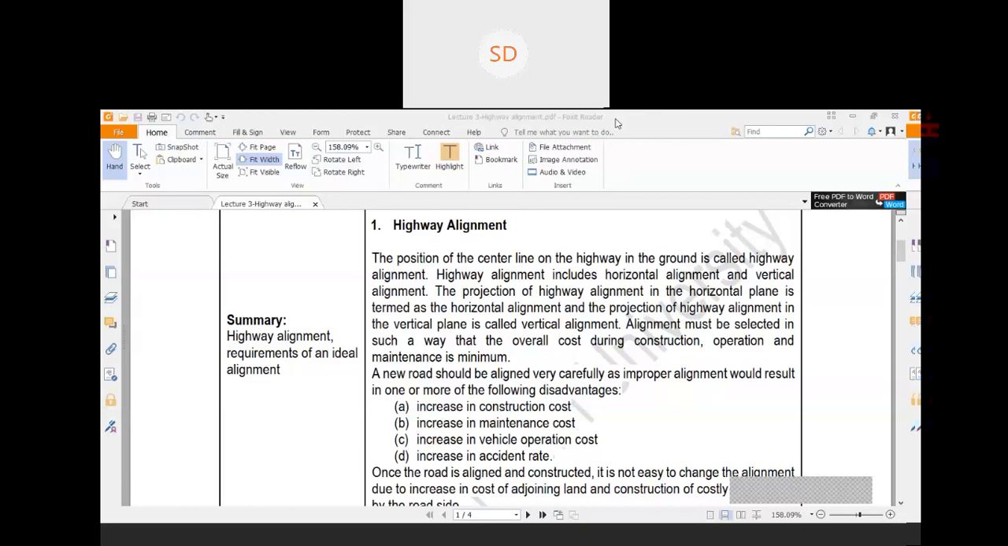If the alignment is not proper, it will also increase the maintenance cost of the highway and the vehicle operation cost. Suppose your gradients and vertical curves, up and down in a hilly area, are very high. It will increase the vehicle operation cost because vehicles negotiating these curves or this hilly portion will take much more energy to overcome them. It will also increase the accident rate. If the sight distance is not proper and the lane width is not proper, it will increase accidents.